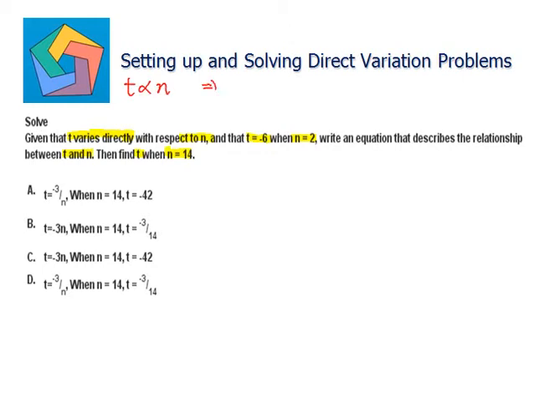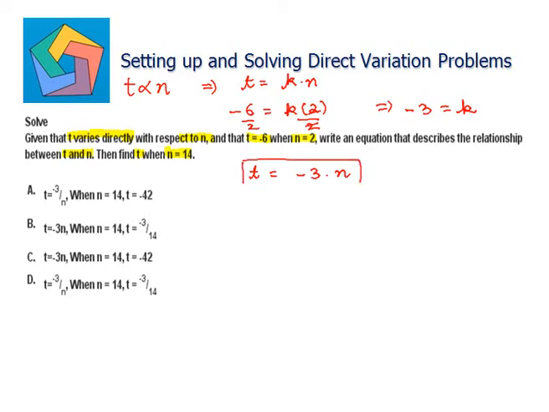This implies t should be equal to k times n, where k denotes the constant of direct variation here. And -6 is t when n is 2. So let's put the value. -6 is equal to k times 2, dividing by 2 both sides. This implies -3 is equal to k. Or we can also say t is equal to -3 times n. So this is the equation which describes the relationship between t and n.